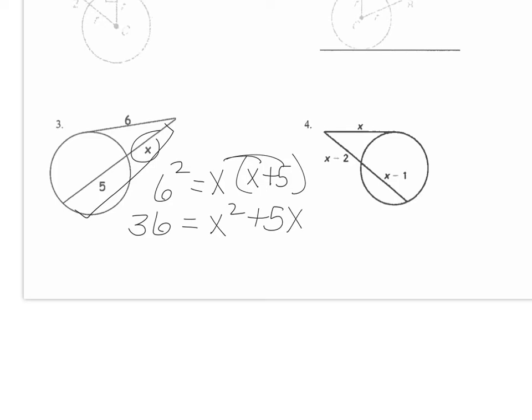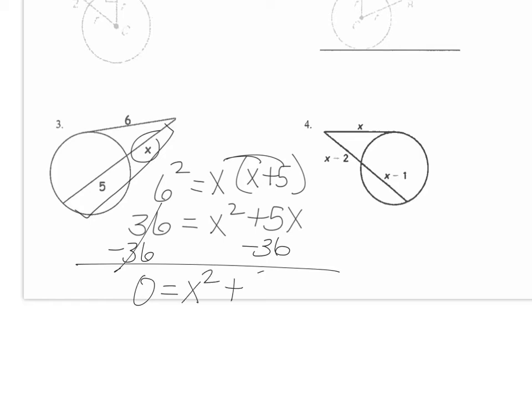All right, so I now got to solve for x. Looking at this equation, am I going to have to factor? You betcha, because I have an x squared and an x. So how do I factor equations? Step 1, make the equation equal 0. So I'm going to subtract 36 on both sides. So I have 0 equals x squared plus 5x minus 36.